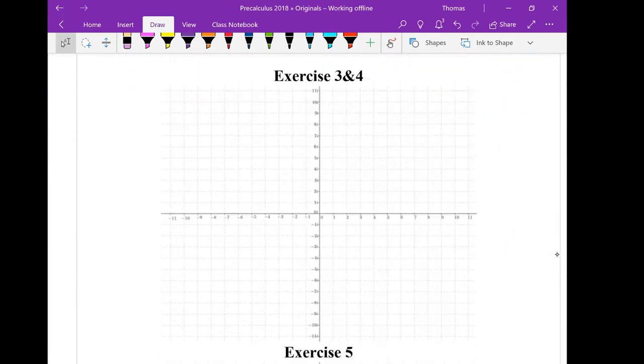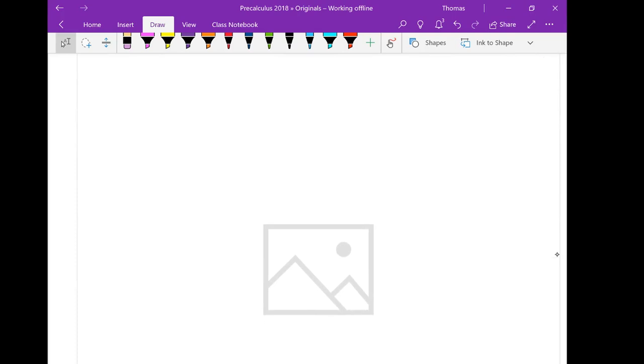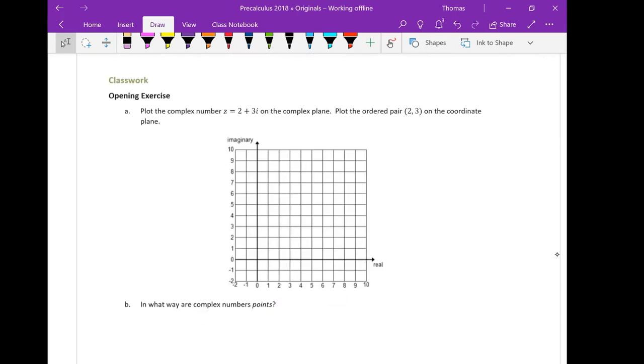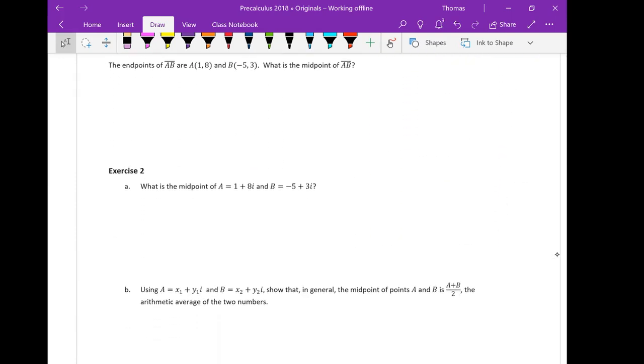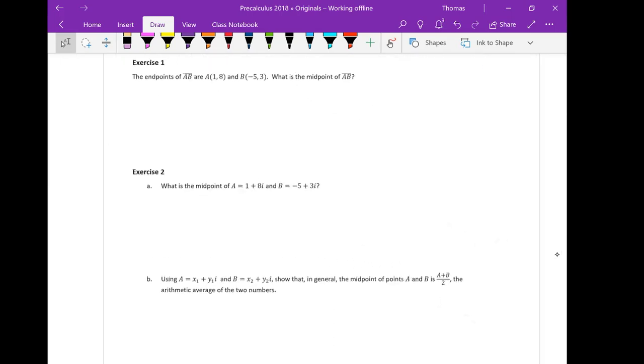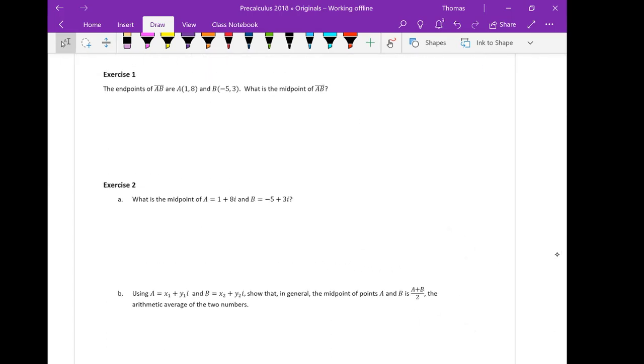Okay, so let's go to our classwork for today. We're going to use those plots to help us. We're going to start right off with exercise 1 and 2. So 1 says the endpoints of AB are these 2 points. What would be its midpoint?